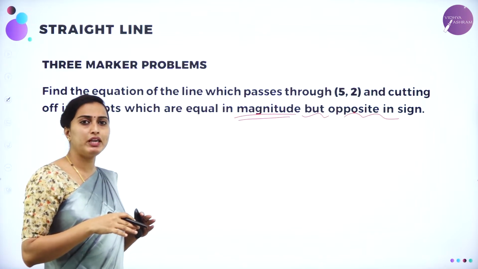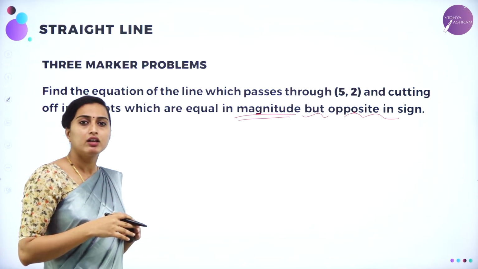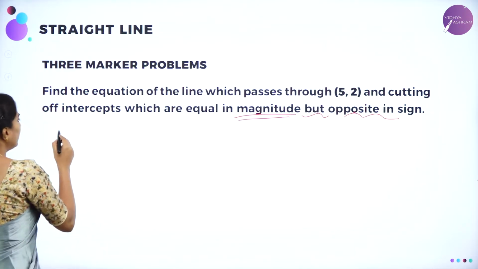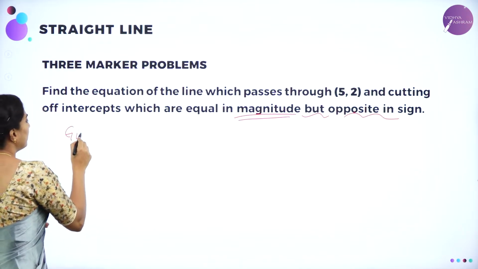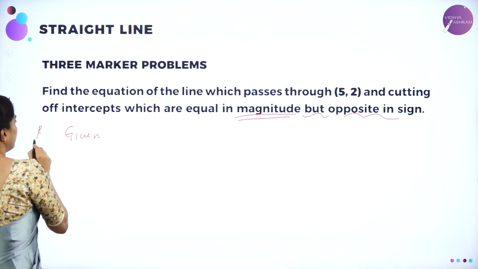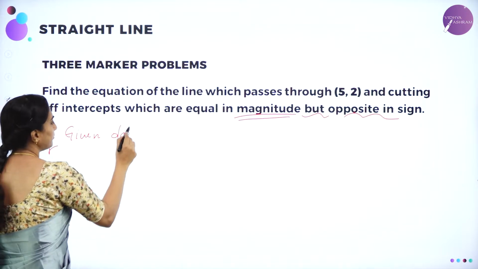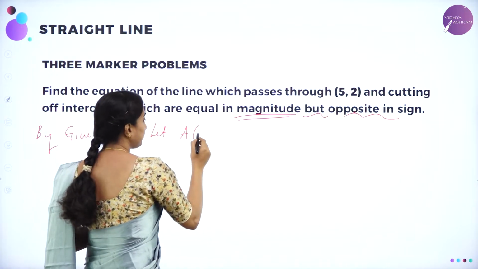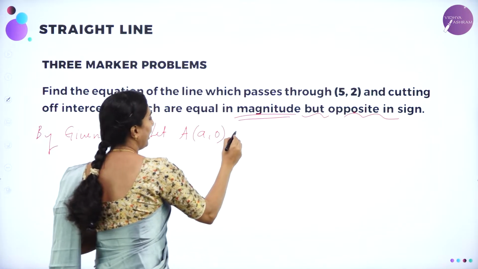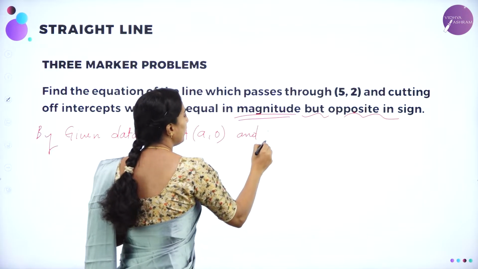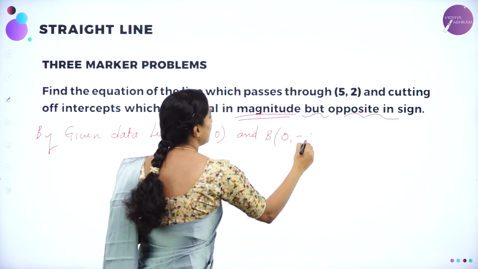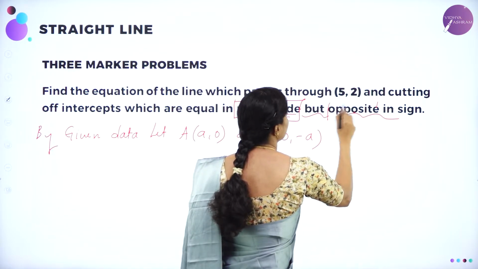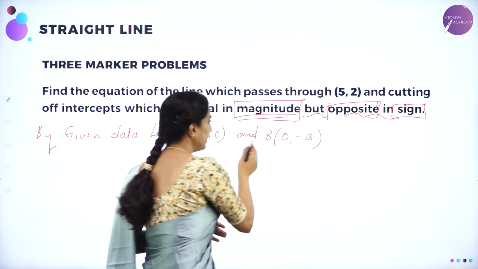Opposite sign means it will be 0 comma a and then minus a comma 0 you are going to have. So by the given data, let A of a comma 0 and B of 0 comma minus a, because they have given same magnitude but opposite in sign. This is important. Same magnitude will be a only.